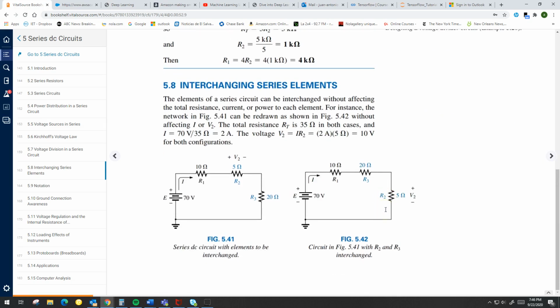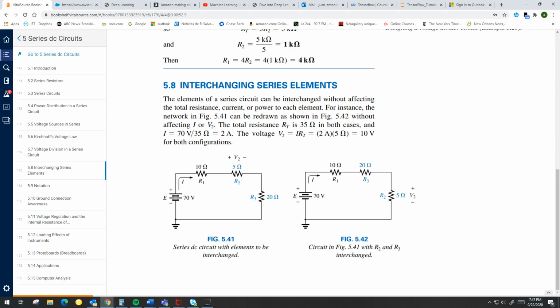All right. So now we look at what happens in a series circuit. Some of the things that we can do is what is called the interchange of series elements. What that means is that in a series connected circuit, I can interchange elements any way I want as long as the connections remain in series. Now, for instance, if I exchange R2 and R3, the overall behavior of the circuit doesn't change.